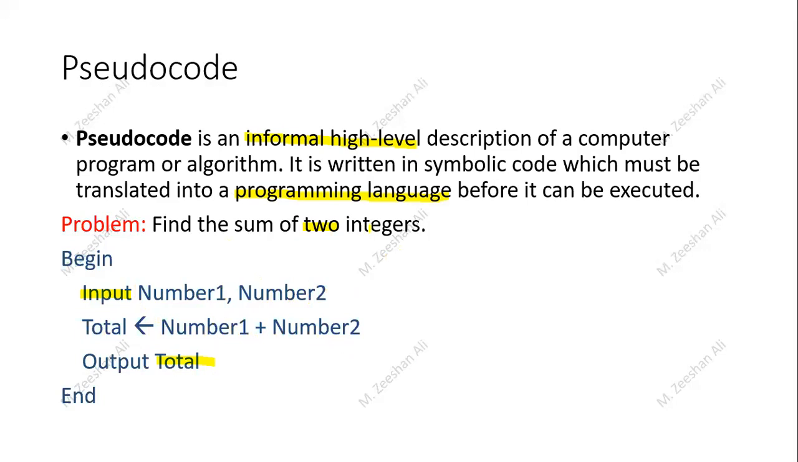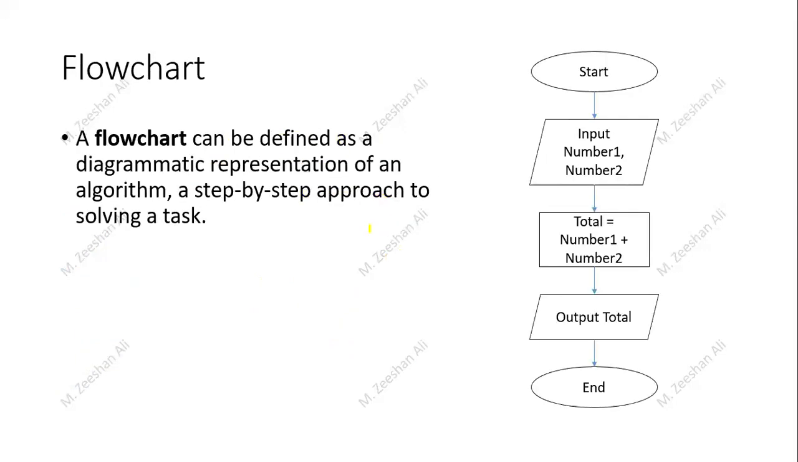The second standard form of algorithm: flowchart. A flowchart can be defined as a diagrammatic representation of an algorithm. As we were using English language terms to explain the steps in the pseudocode, in the same way in a flowchart we use different symbols to show those steps. A flowchart is a step-by-step approach to solving a task.